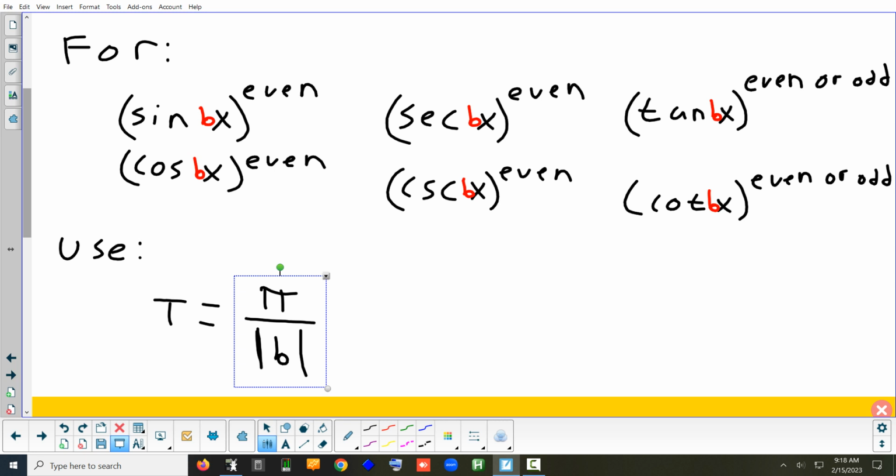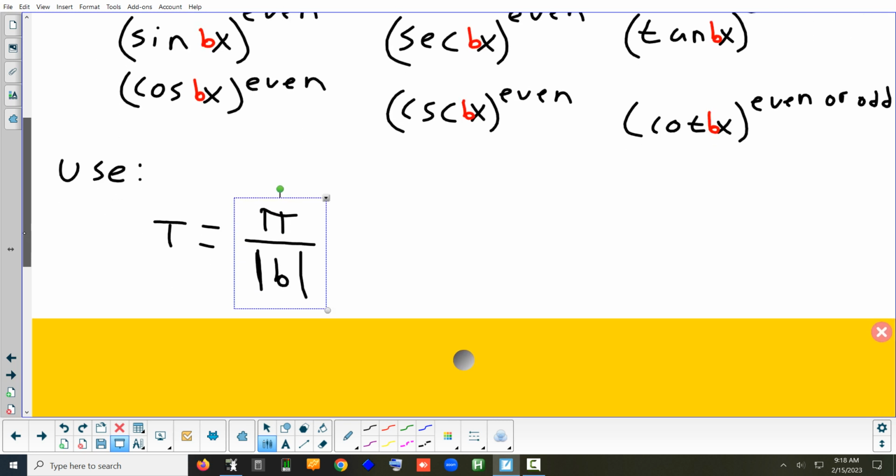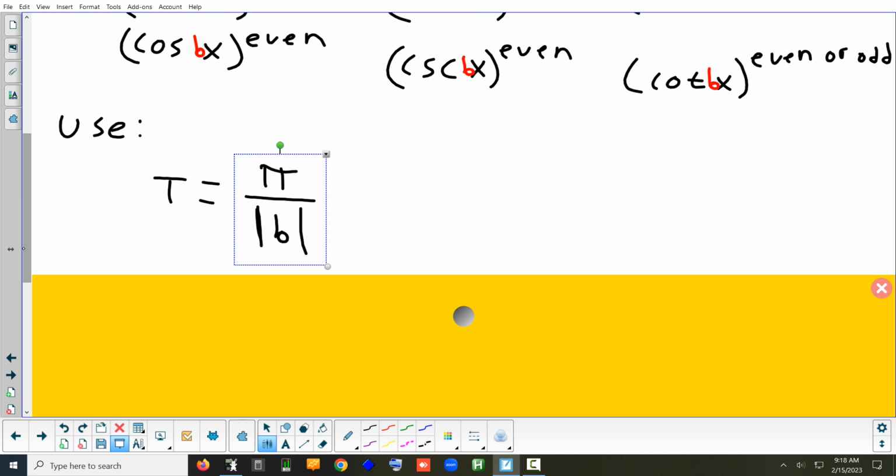And the other formula we're going to use, Jalen just said it, it's 2 pi over b. When do you use that one? Whenever it's not this. So the only thing we haven't looked at is sine to an odd, cosine to an odd, secant to an odd, or cosecant to an odd. Those are the other 4 cases.